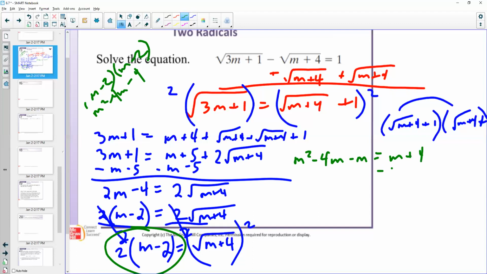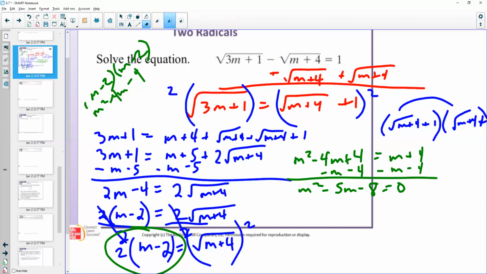Okay? I'm going to move everybody over. Oh, wait, that's an m. I wrote an m instead of a 4. Sorry. Minus m minus 4. So I'm going to get m squared minus 5m minus 8 equals 0. I did something wrong. Oh, it's a plus. That's right. So these guys should cancel. Okay, there should be no 8.